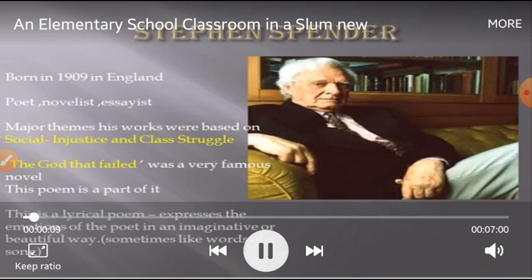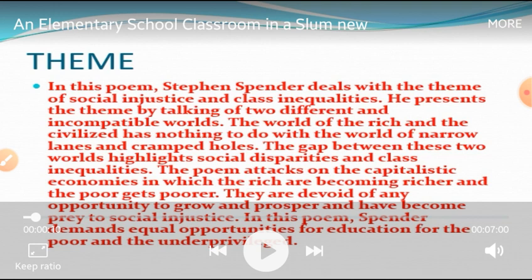And now let's discuss the theme of the poem that appears before you. Well, in this poem, Stephen Spender deals with the theme of social injustice and class inequalities. So class inequalities, please focus on this. It means there is a clear divide in our society. It is divided into two classes, the rich and the poor.